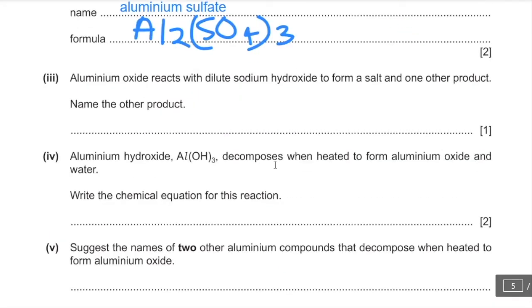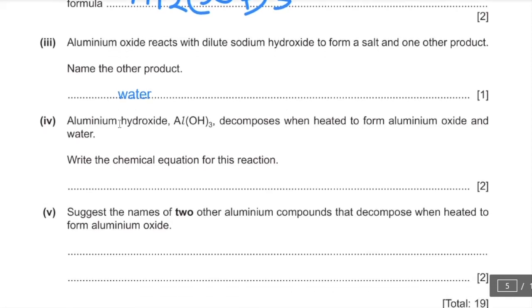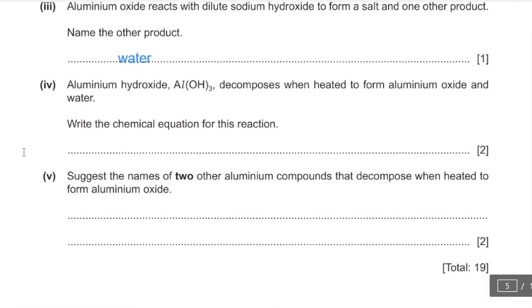3. Aluminium oxide reacts with dilute sodium hydroxide to form a salt and one other product. Name the other product. So the other product is water. 4. Aluminium hydroxide decomposes when heated to form aluminium oxide and water. Write the chemical equation for this reaction.